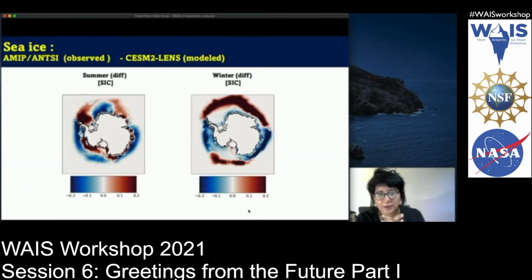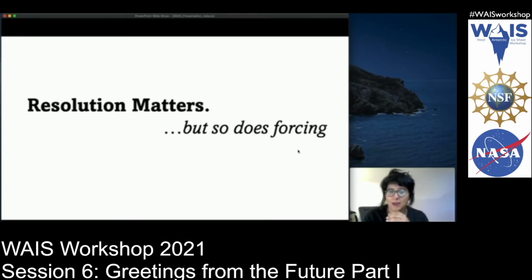So just to compare the sea ice itself, independently of the atmosphere, what I'm comparing here is what is forced on both AMIP and ANSI and what is modeled in CESM2 LENS. The major differences I want to point out are the higher sea ice cover present in ANSI right here in the Antarctic Peninsula and right around the ice sheet margin in West Antarctica, and also this really dramatic spatial pattern that happens in winter. So the major conclusion so far is just that resolution matters, but so does forcing.